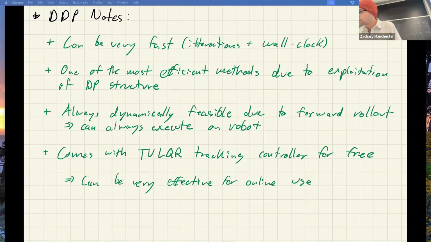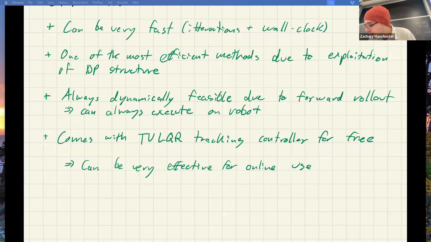Okay, so bad stuff about it. One is that it does not natively handle constraints, right? So as we've done it so far, there's no input torque limits. There's no obstacle constraints, state constraints. We're going to talk in a second about how to incorporate some of that stuff. But out of the box, it doesn't do that.